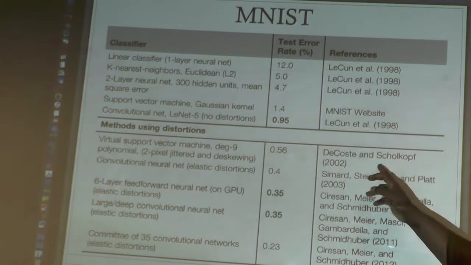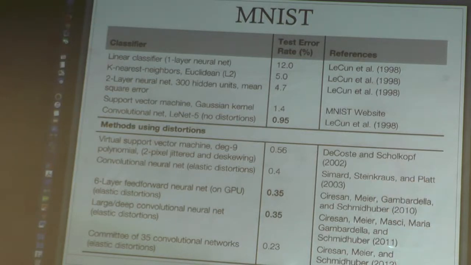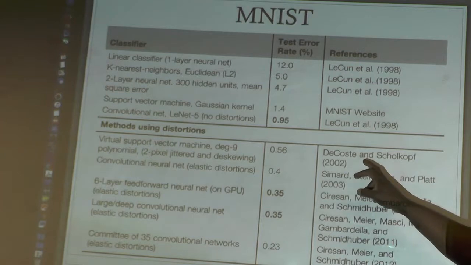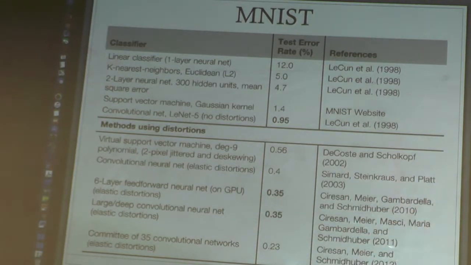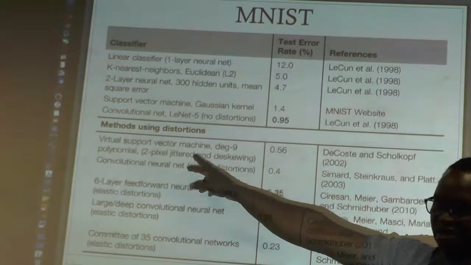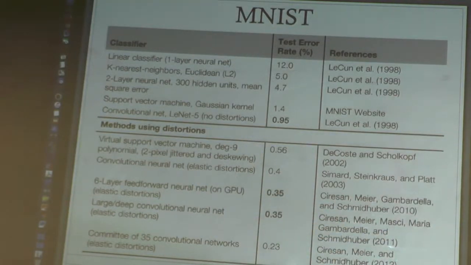until 2002, when this group applied a different support vector machine, and now they are making use of polynomial. Also, they are applying what we call jitter, not just convolutionally, in terms of filtering. They applied another technique on it, and then they brought it down to 0.56.